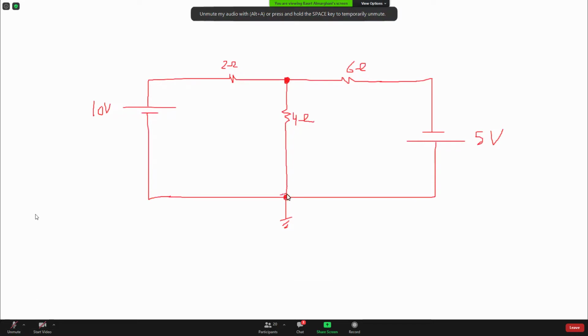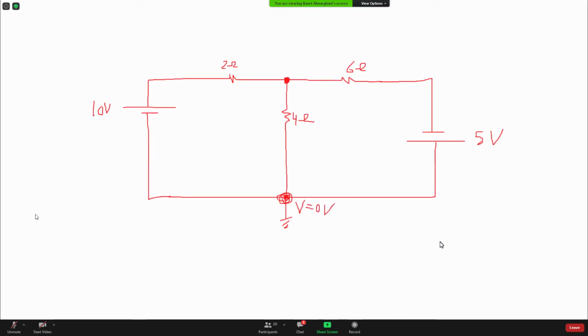Let's look at this node here. This node, the voltage is 0 because it's connected to the ground. Now, do we know the voltage at this node? No. So we give it a name. We say this is, for example, V1. We don't know it. The nodal analysis, the goal is to find the voltage at the nodes. So the goal is to find the voltage here.